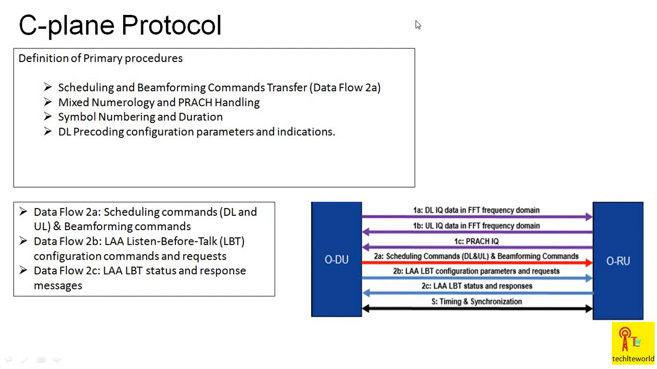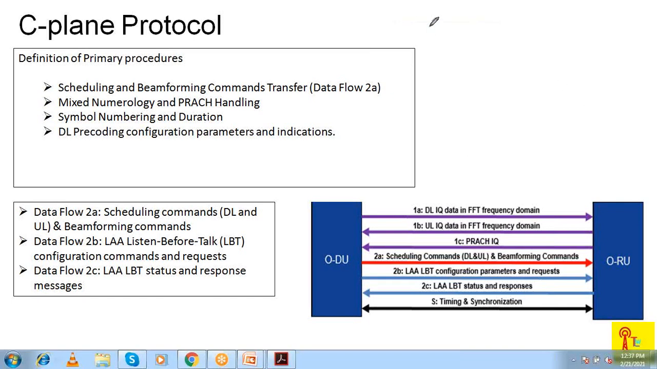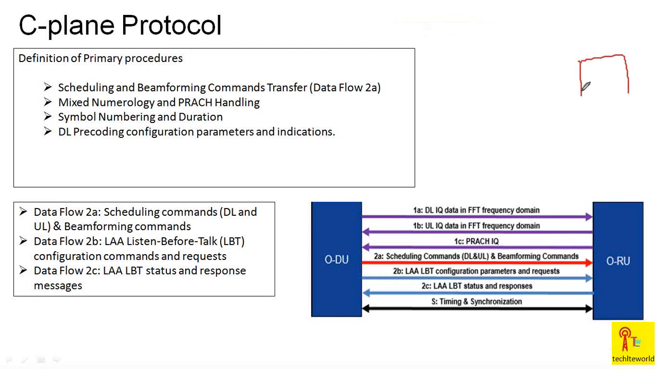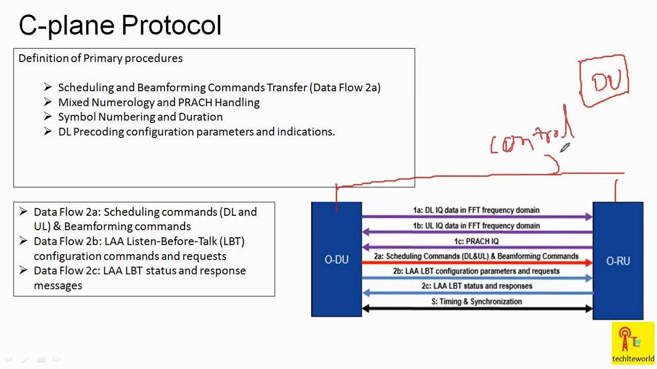And so if you see the data flow between O-DU and O-RU, actually when DU wants to send some data to RU, this is the fronthaul, this is DU, this is RU, right? Before sending actual data, first DU will send the control data. Why is control data sent from the DU?